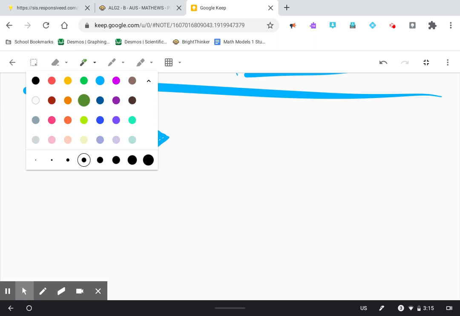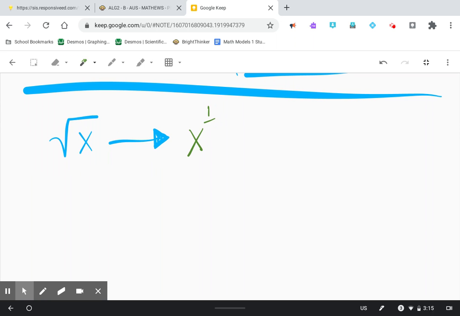What this is going to serve as is kind of a guide for you. So for instance, when you have square root of x, we learned in this lesson that that is the same as x to the 1/2 power. So when I do my composition function, I'm going to want to use x to the 1/2 power. I'm actually going to write that in a different color here. Okay.